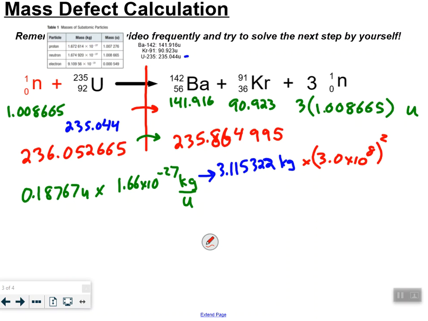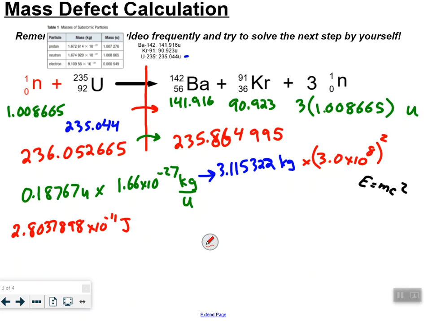Right here, I'll just put this in black. We have E equals mc squared. That's what we're doing here. So we multiply that, and we get 2.80378898 times 10 to the negative 11 joules. So that would be your answer if your answer was required in joules.